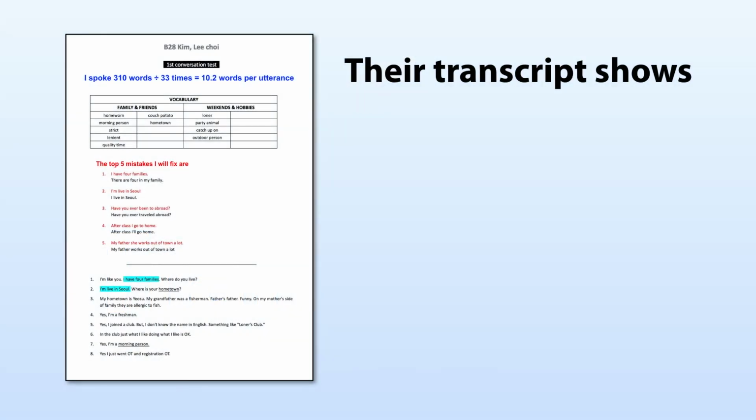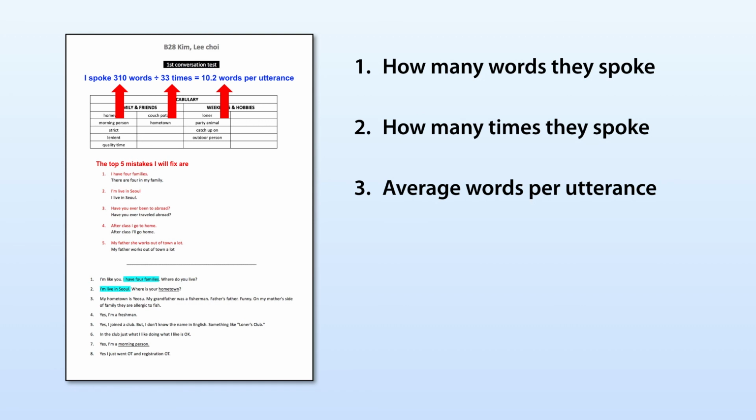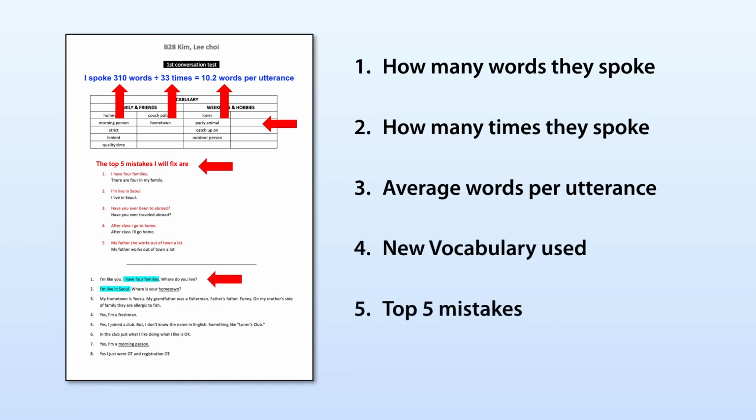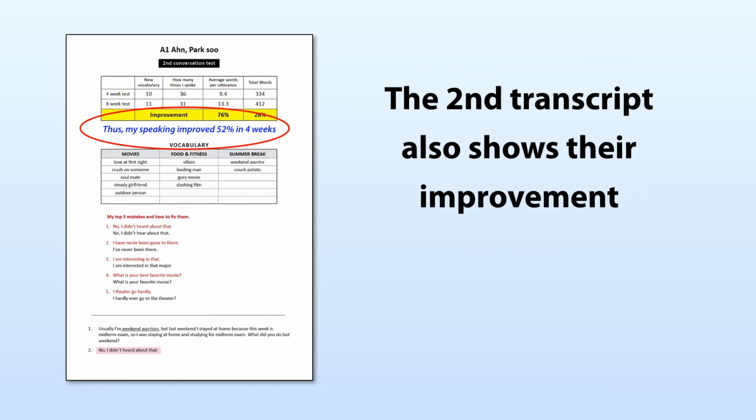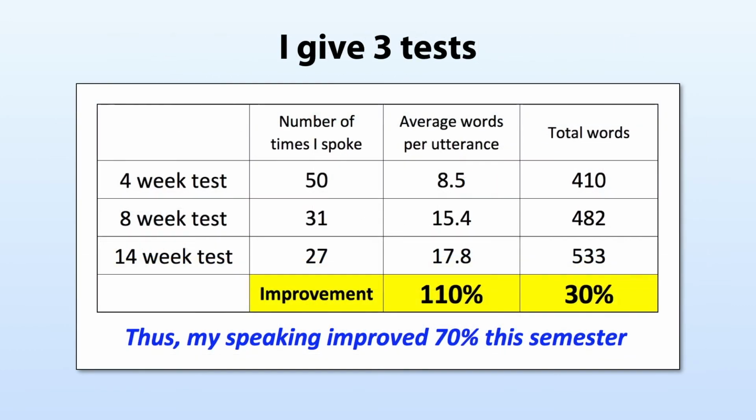Transcripts. Their transcript shows how many words they spoke, how many times they spoke, their average words per utterance, the new vocabulary used, and their top 5 mistakes. The second transcript also shows their improvement. Students can see their improvement, and so can their parents.